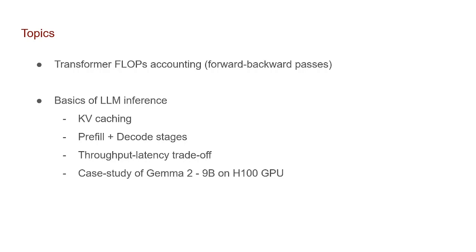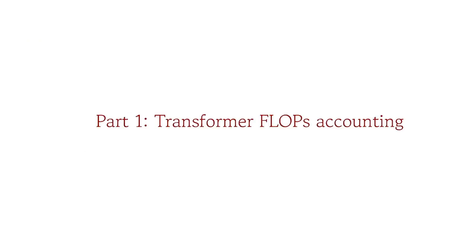And for the decode stage, we are going to see how we can change its throughput and latency by varying the batch size. We'll do some back of the envelope calculations for the Gemma 2 9 billion parameter model on an H100 GPU. And we're going to derive the throughput and latency numbers with respect to the batch size for this model. Let's get started with the first part of our lecture.